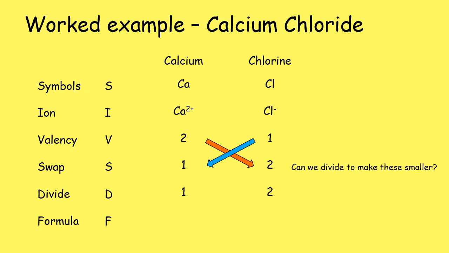When it comes to writing the formula, remember for ionic formula, we put the ion in a bracket and write the number after the bracket. So calcium 2+ in a bracket, there's one of it, so we don't write a number. Chloride, Cl- in a bracket, there's two of it, so we write the 2 outside of the bracket.